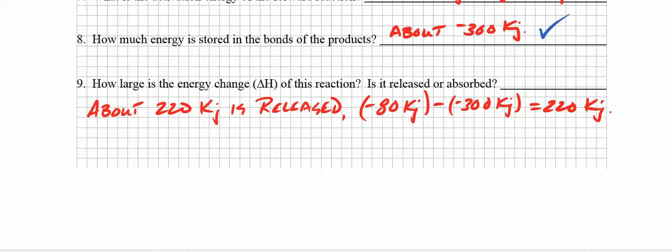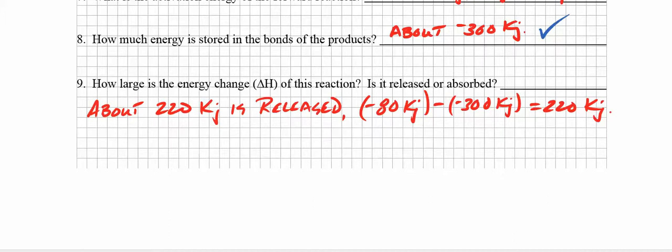Remember that the delta H, or the enthalpy change, is going to be the difference between the reactants and the products, right? Between the reactants and the products. So it's about 220. Let's talk a little bit about how we got there.